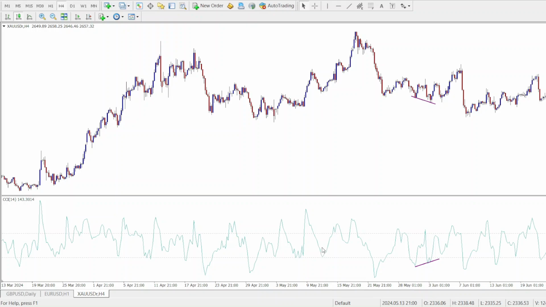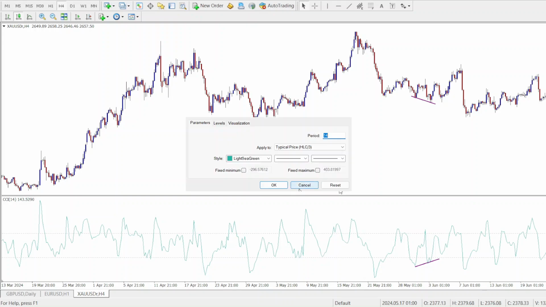Now for the indicator settings, the default setting for CCI is typically 14 or 20. This means that the indicator will compare the current price to the average price over the last 14 periods, if your period is 14. If it is 20, it will be over the last 20 periods. If it is 50, it's over the last 50 periods, depending on the settings you are using.